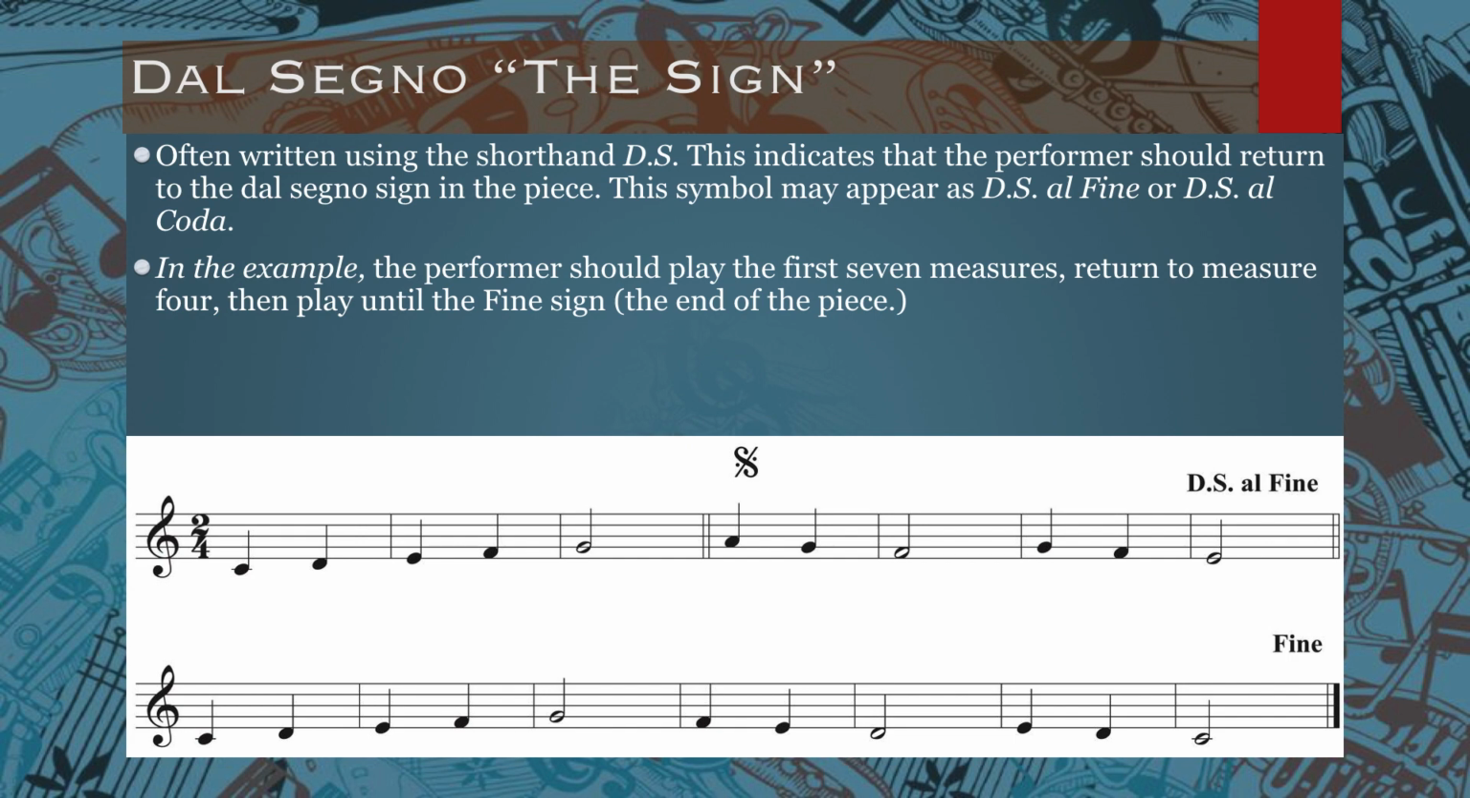So in the example below, you should play the first 7 measures, return to measure 3, and then you'd continue playing until the end of the piece.